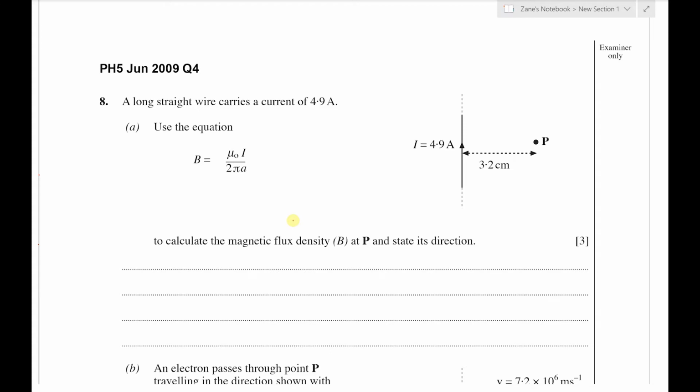This time is question 4 from June 2009's PH5 paper. It's on magnetic fields, which is currently in Unit 4.